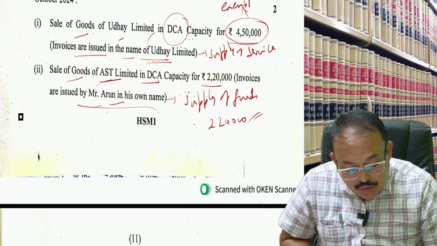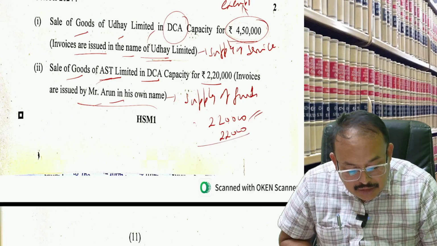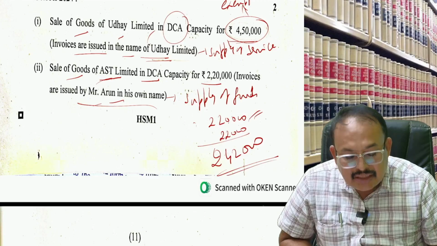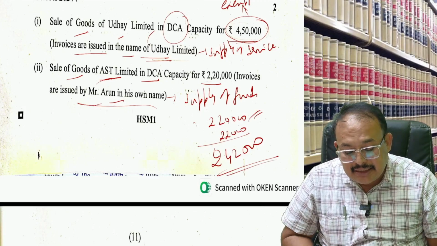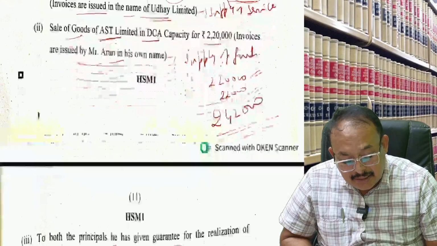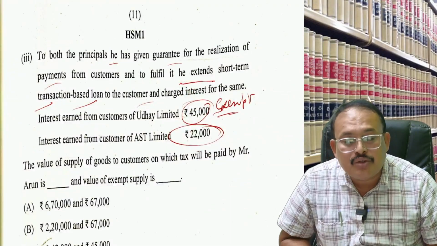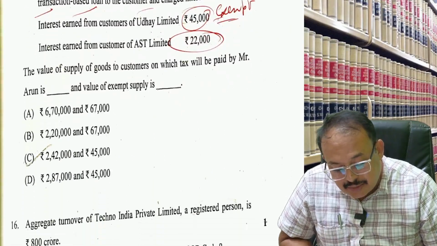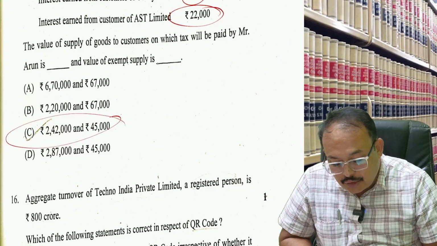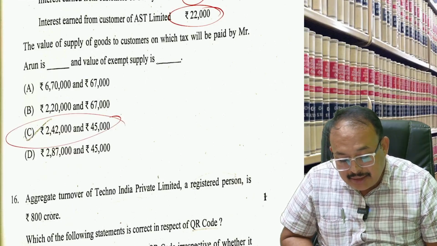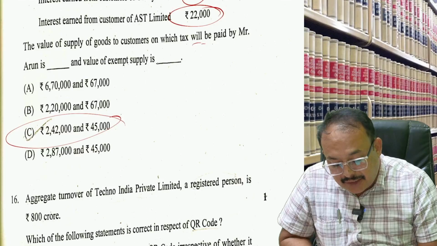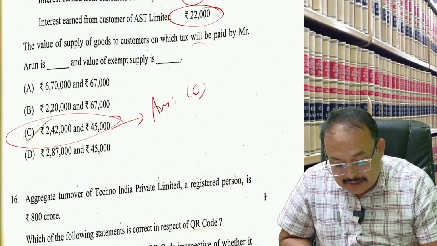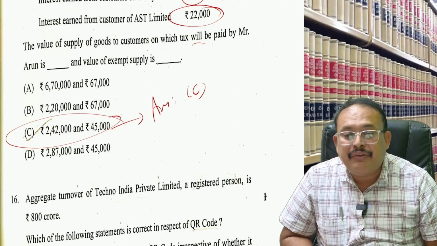Here 2,20,000 plus 20,000, totally 2,42,000 is a taxable supply in the hands of Arjun, and this rupees 45,000 is an exempted supply in the hands of Arjun. In that case, where is it matching here? 2,42,000 is a taxable supply. Thereafter, 45,000 is exempt supply. The right answer here is answer C in the given question number 15.